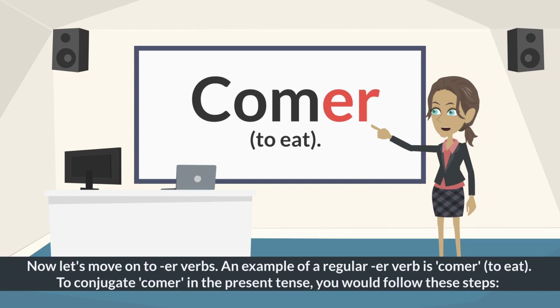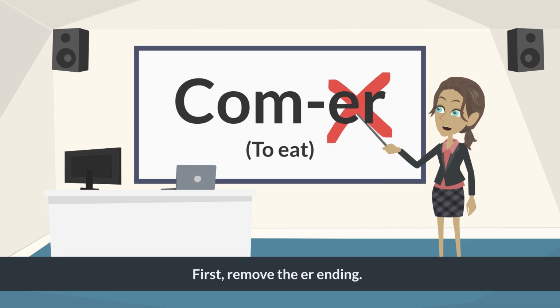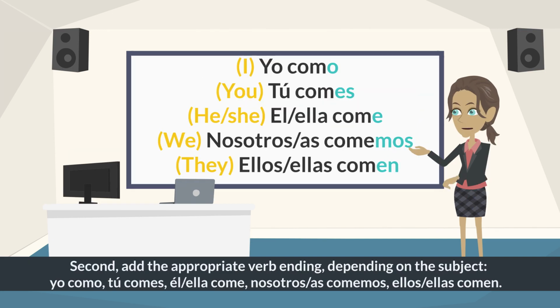Now let's move on to ER verbs. An example of a regular ER verb is comer, to eat. To conjugate comer in the present tense, you would follow these steps. First, remove the ER ending. Second, add the appropriate verb ending, depending on the subject.